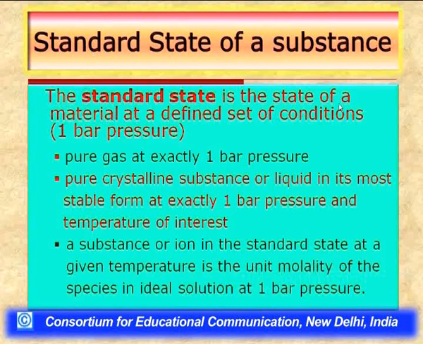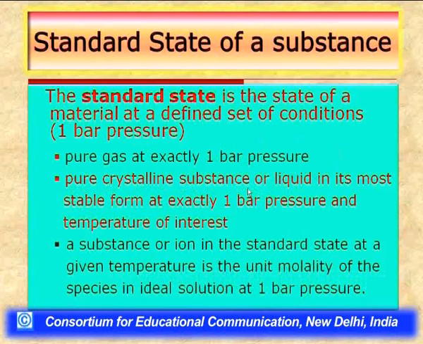The standard state is the state of a material at a defined set of conditions, and this defined set of conditions is nothing but 1 bar pressure, that is the standard pressure. That is what we mean by the standard state of a substance: the presence of the substance under standard pressure condition. So if we have a pure gas, then we can define the standard state of a pure gas as the pure gaseous state of the substance present at 1 bar pressure and at a specified temperature.